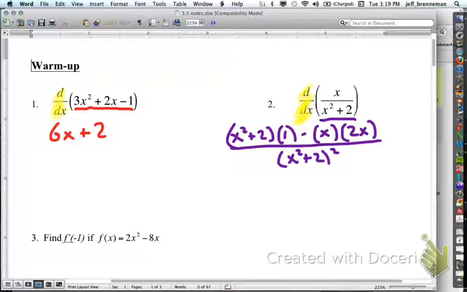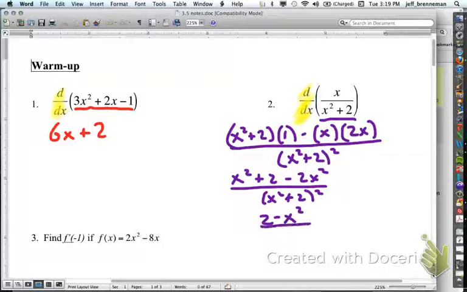And so there's no need to simplify the denominator. Let's just simplify the numerator. That looks like x squared plus 2 minus 2x squared. And then finally, 2 minus x squared, all over x squared plus 2, the quantity squared. Don't forget that would find for you the slope of the tangent line. It could find for you instantaneous velocity. Lots of different applications for the derivative.